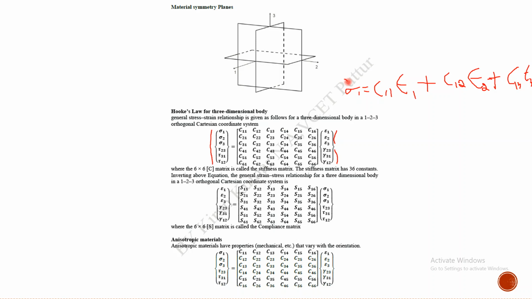Instead of writing in this way, what we will do is convert that into matrix form, denoting the constants in one matrix and the strains in a column matrix. If you develop the stress-strain relationship, then the equation will be of this form. Here this 6 by 6 matrix, we usually call the stiffness matrix. This matrix, denoted by the letter C, is called the stiffness matrix.